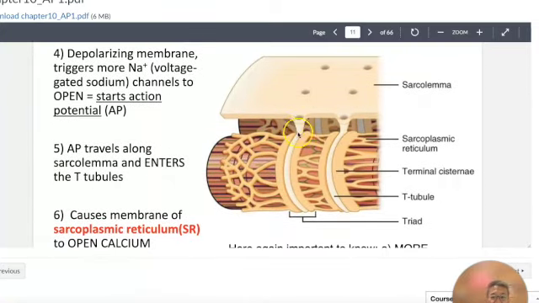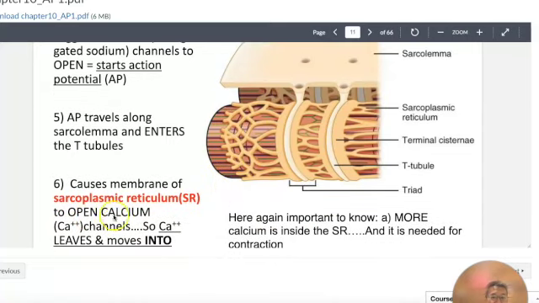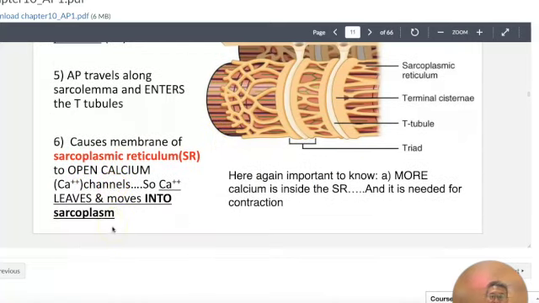Here are the T tubules we saw. Remember, we saw these mesh-like structures. It's the sarcoplasmic reticulum. It stores and releases calcium. It opens up the calcium. So remember in the beginning of the slide, in order for muscle to contract, it needs calcium and ATP. So here's where calcium comes from, the sarcoplasmic reticulum.